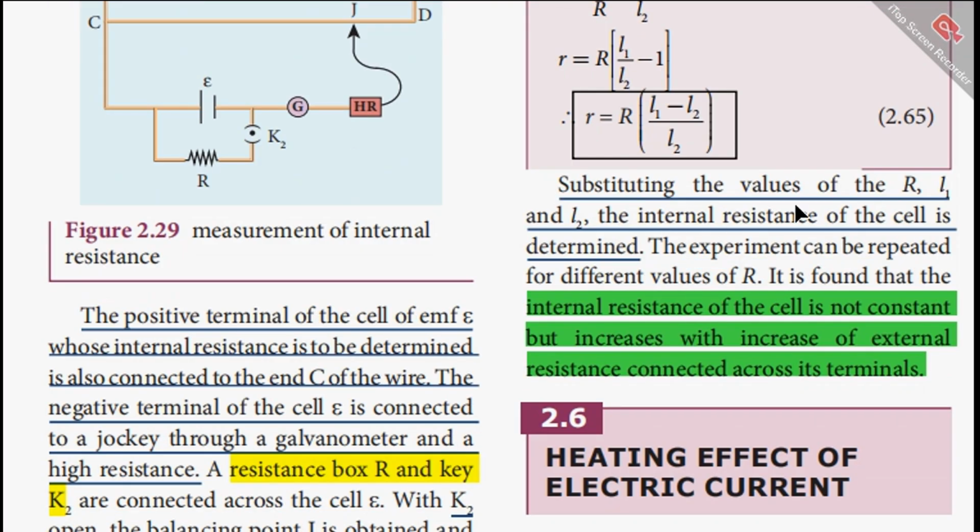So substituting the values of the known resistance R and balancing lengths L1 and L2, the internal resistance of a cell can be determined. This experiment can be repeated for different values of the known resistance. It is found that the internal resistance of a cell is not constant but increases with increase of external resistance connected across its terminals.